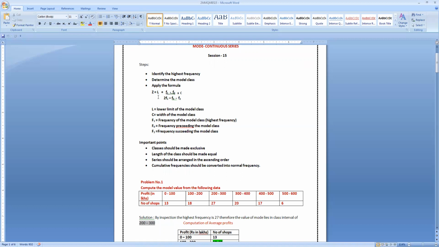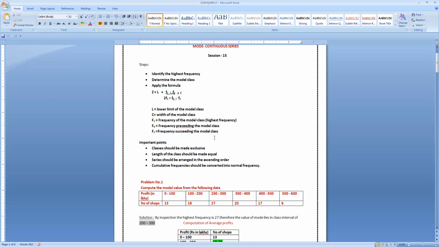That is, Z equals L plus (f1 minus f0) divided by (2f1 minus f0 minus f2), into C. This is the formula for the calculation of mode under continuous series. What does L mean? L is the lower limit of the modal class. C is the width of the modal class. f1 is the frequency of the modal class, the highest frequency value. f0 is the frequency preceding the modal class. f2 is the frequency succeeding the modal class.